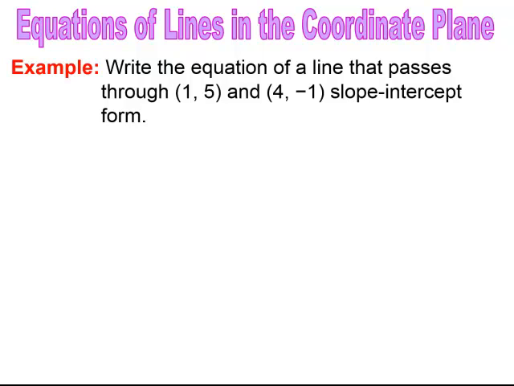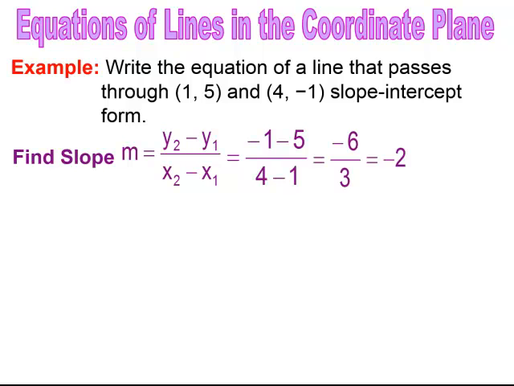So now when you're asked to write an equation of a line that passes through 2 points in the slope-intercept form, remember, you need to know the slope in order to write an equation of a line. So if you're given 2 points, you're going to have to first find the slope by using the slope formula. So we're going to plug in the information that we're given, and we find that our slope is going to be -2.